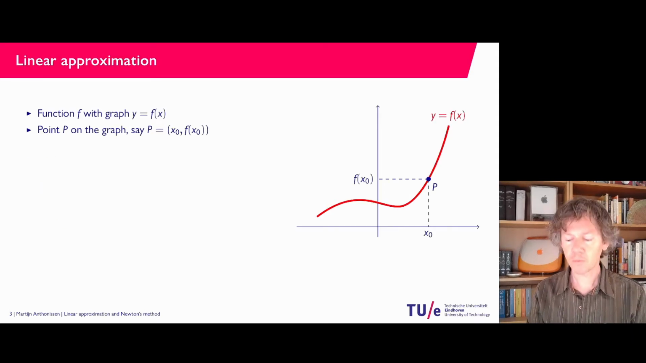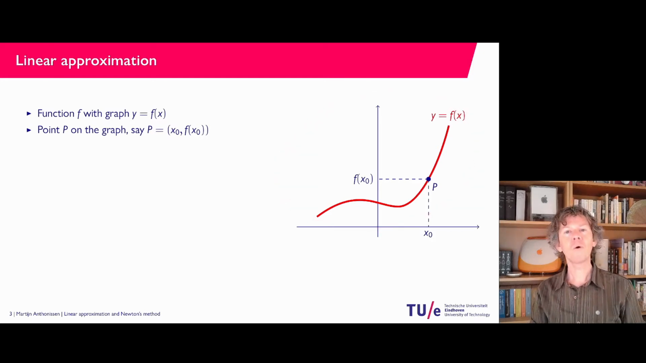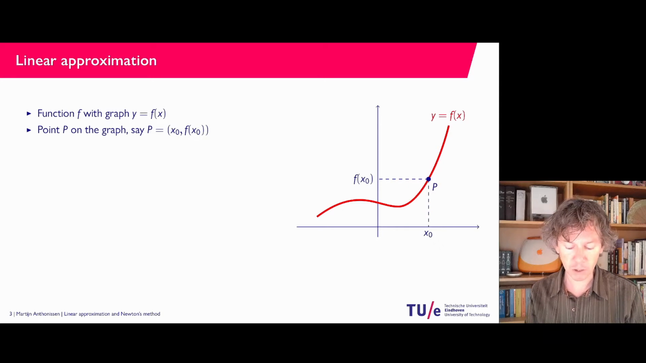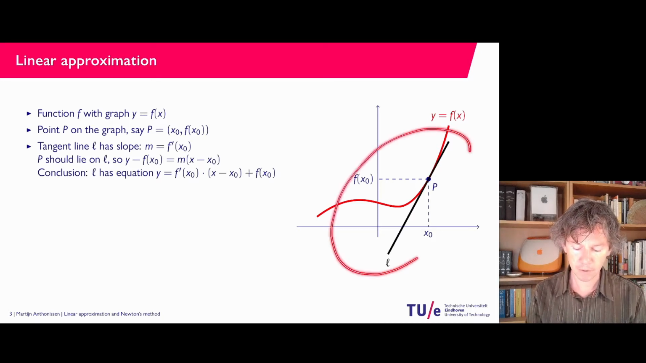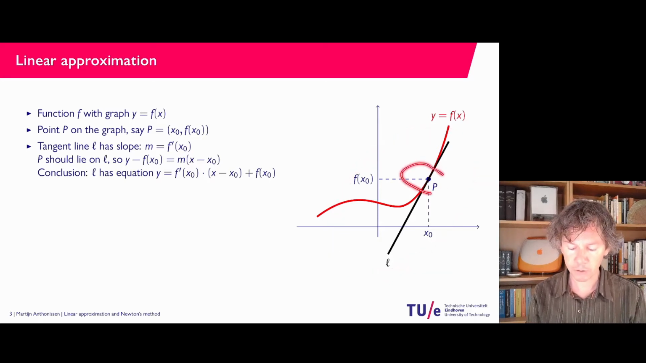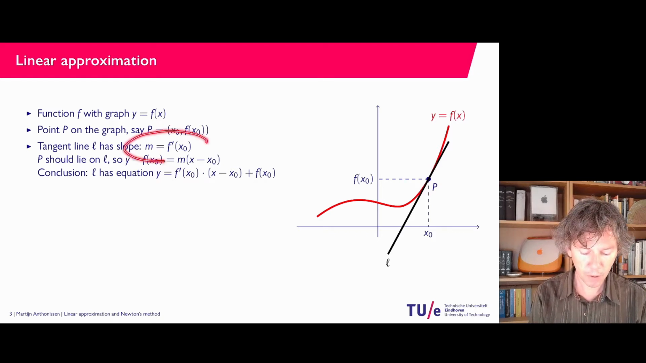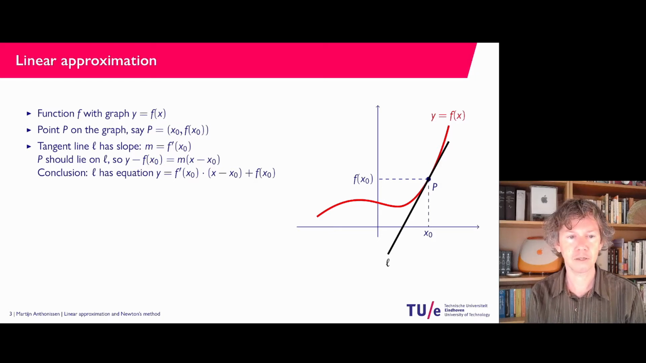So first, let's say that we have some function. I've sketched here some y is f of x, and we pick a point on the graph. So we pick the point P, which has x coordinate x0, and because it is on the graph, it means that the y coordinate will be f(x0). Now what we can do is find the tangent line. So the black line here is tangent to the graph at the point P, and we know that it will have slope f prime at x0, so we have to compute the derivative and evaluate that at x0.